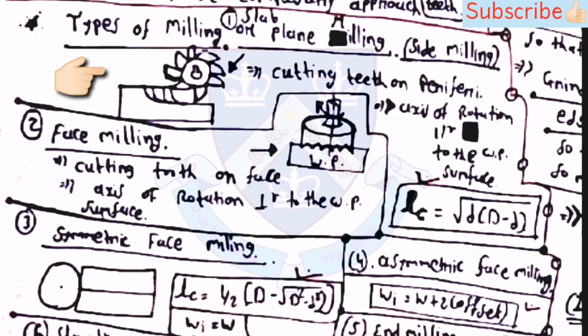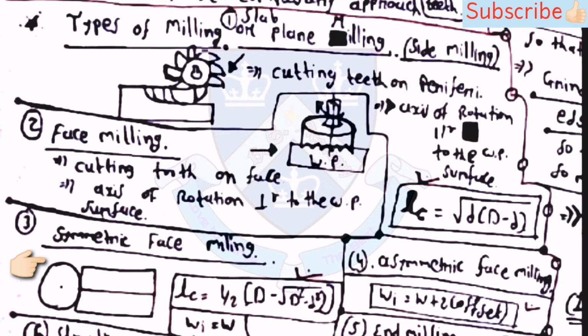The diagram you can see here on the screen. In plain milling, the cutting teeth are on the periphery and the axis of rotation is parallel to the workpiece surface. In this type of milling, Lc is equal to under root D into (D minus d). Then for face milling, the cutting teeth are on the face and the axis of rotation is perpendicular to the workpiece surface. The third one is symmetric face milling.